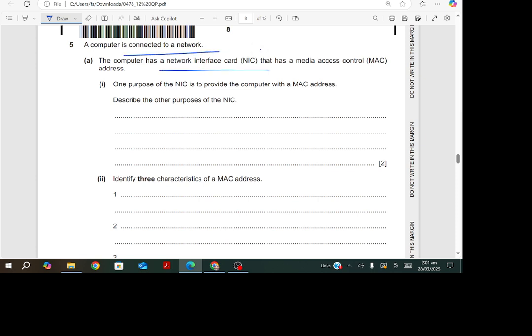Computer has a network interface card that has a MAC address. One purpose of the network interface card is to provide the computer with the MAC address. Other purpose of the network interface card? It is also 3 to 4 points written in the book and a 2 mark question is asked. So it is responsible for receiving data from the network.